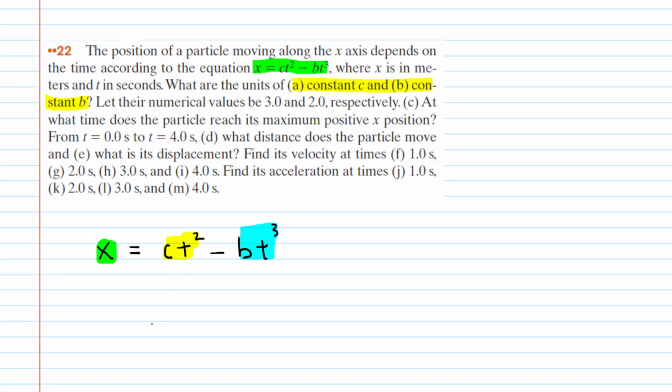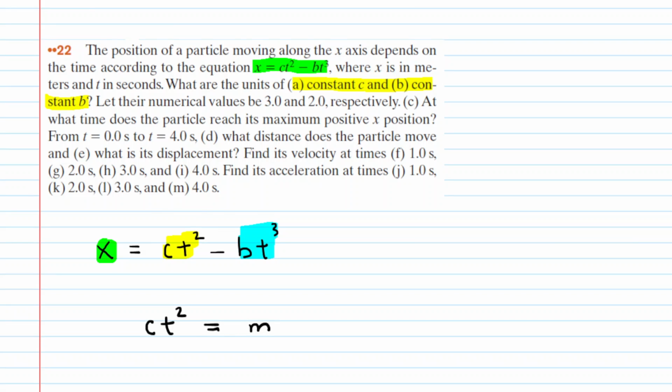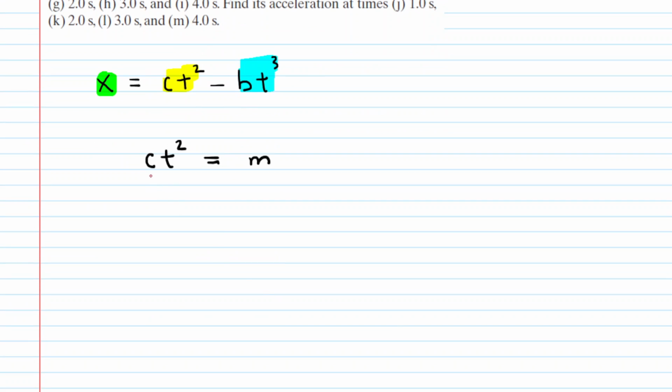So what we'll do is we'll take the CT squared, and we're going to just set that equal to meters. And we're going to solve that for the constant c. And of course, to do that, we would divide both sides of the equation by t squared. This cancels it out on the left-hand side. And we can see that c would equal meters divided by time squared.